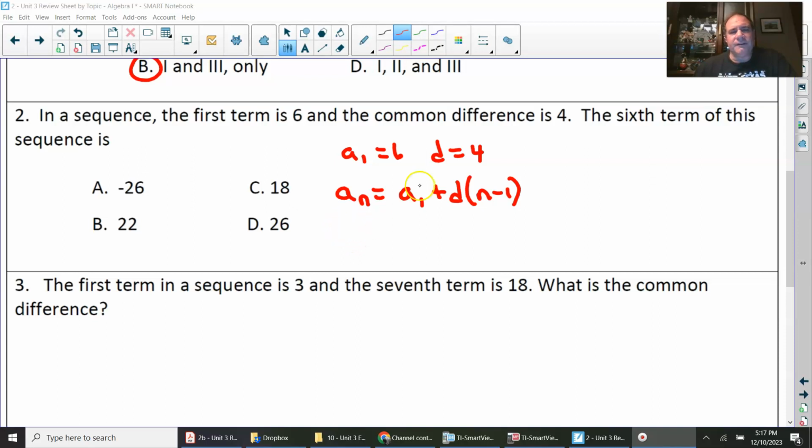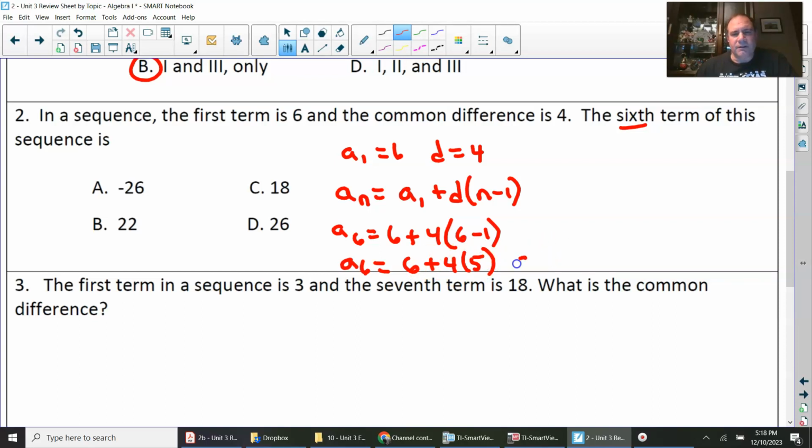So when you're looking for the sixth term, a sub 6 equals a sub 1, which is 6, plus the d, a common difference of 4, times n minus 1, where n is 6 because that's what you're looking for. If you put that directly into the calculator, you'll get your answer. You have 6 plus 4 times 5, and that's 26. So a sub 6 is 26.